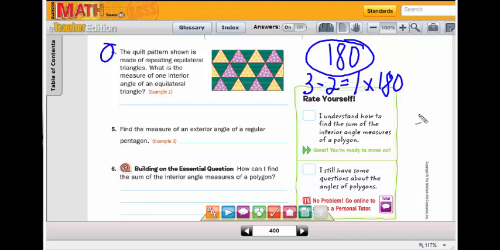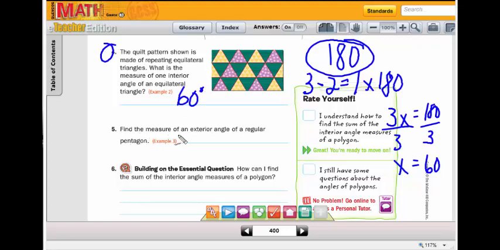So really all that tells us there are 180 degrees in this triangle, and of course there's 3 angles. So if we have 3 angles, 3 times one of those angles has to equal 180 degrees, which of course tells us to divide both sides by 3. 18 divided by 3 is 6. We have a 0 there, so we have 60 degrees. We would have 60 degrees for an interior angle here.